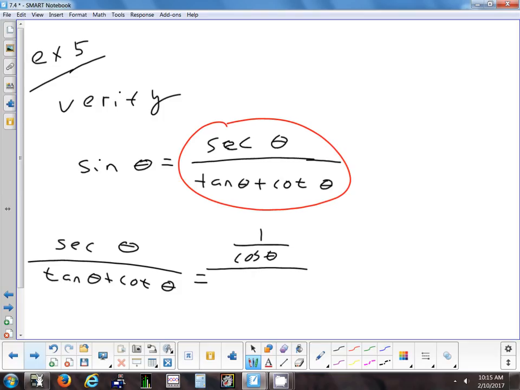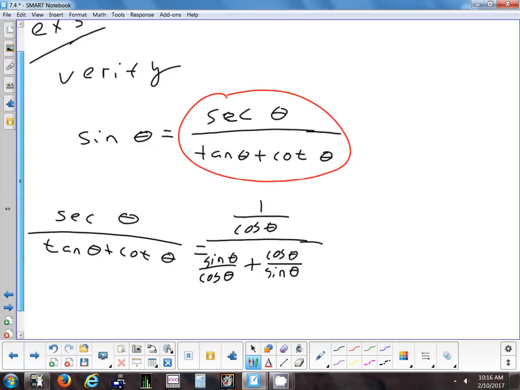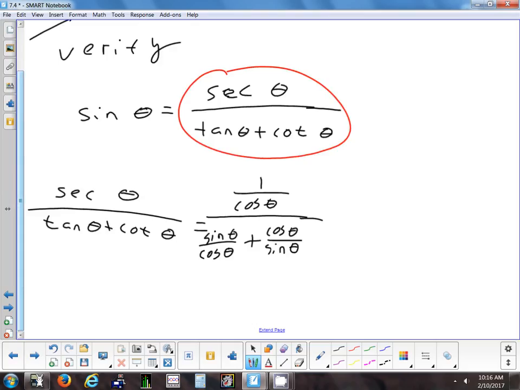The bottom, what did we say tangent is? Sine over cosine. And what about cotangent? Cosine over sine. So we've changed everything to sines and cosines. What could I do next? Cancel out the sine, cosine. There's nothing that cancels out in the bottom.